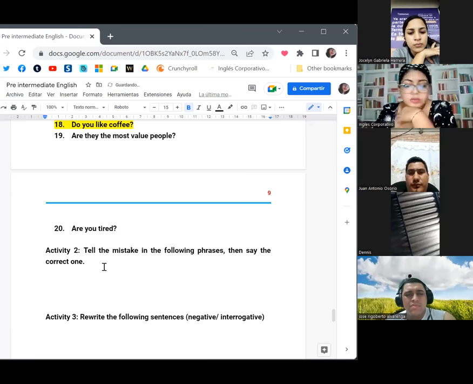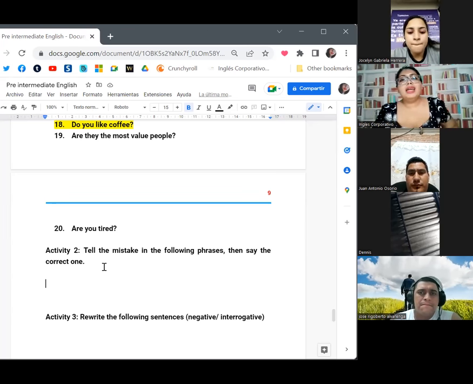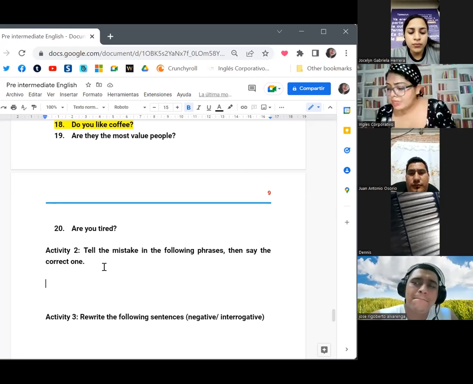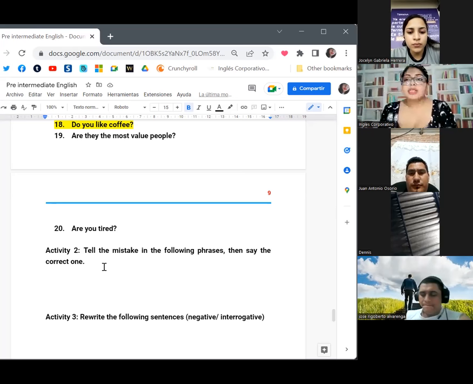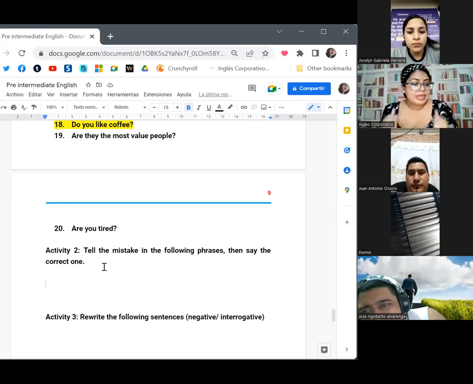Then, we are going to have some examples here in activity number two. En la actividad número dos, vamos a tener unas oraciones que están mal escritas. So, you need to read them, and then you will find the mistake. Van a encontrar el error de esas oraciones. So, I'm going to write six sentences in which you are going to correct the sentences.